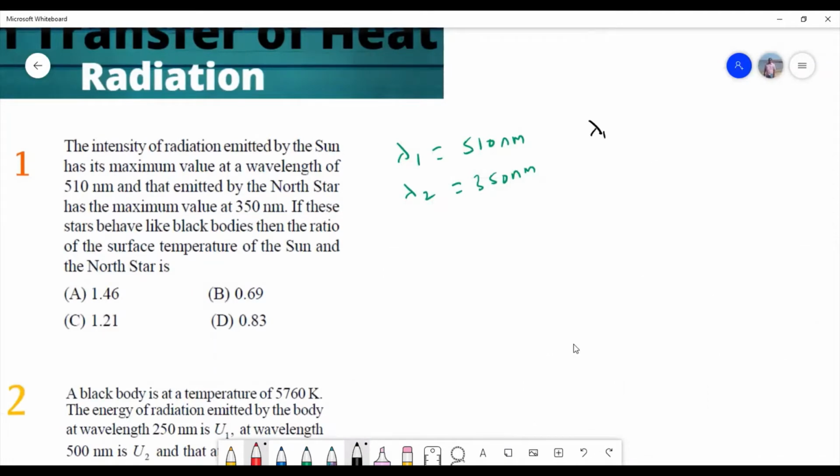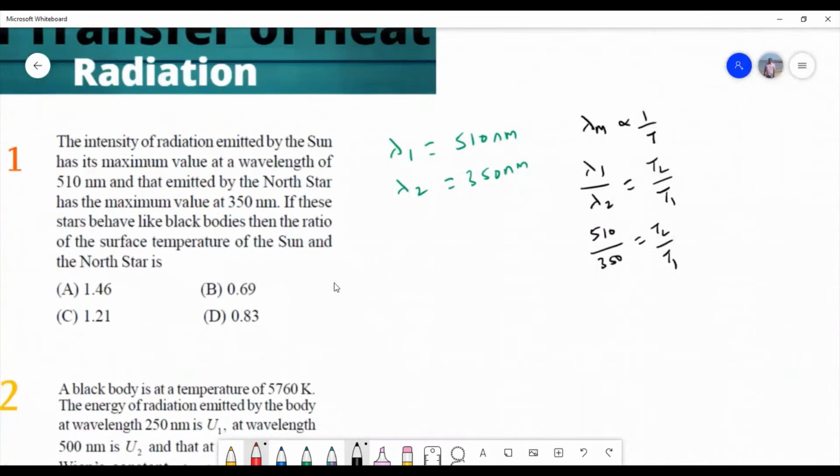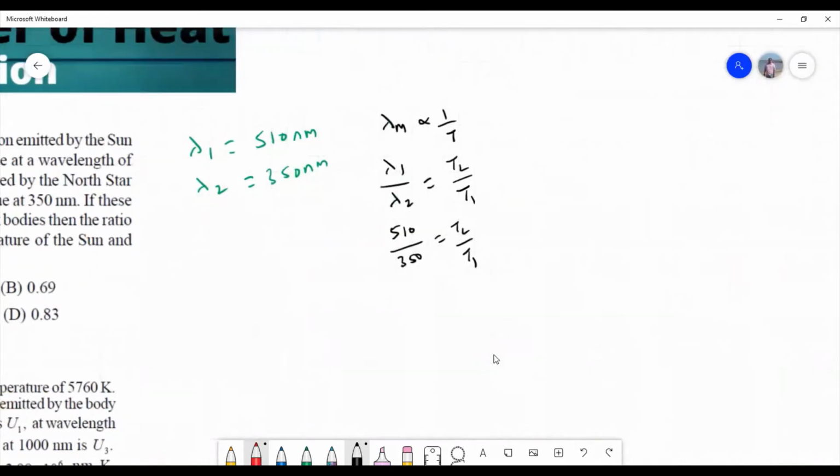According to Wien's law, the wavelength corresponding to the maximum emission is inversely proportional to absolute temperature. So I can write this as lambda 1 upon lambda 2 is T2 upon T1. So this is nothing but 510 by 350 is equal to T2 upon T1. But it is asking T1 upon T2, because it's asking the temperature of the sun to the north star. So let's take T1 upon T2 is equal to 350 upon 510.